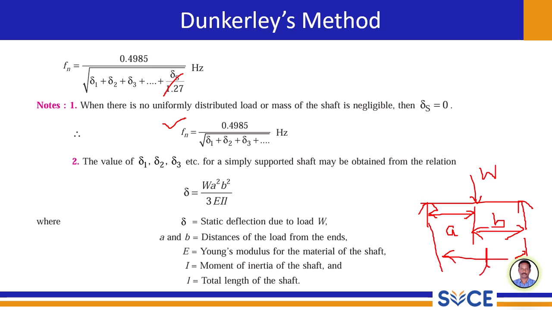This formula is very crucial, allowing us to calculate individual static deflection for the simply supported shaft, provided we know the magnitude of the load and its location along the shaft, as well as the material and geometric properties of the shaft. Once we have the static deflection, we are ready to apply Dunkerley's formula. Notes 1 and 2 are practical guidance for using Dunkerley's method for shaft vibration analysis, especially for the common case of a simply supported shaft.